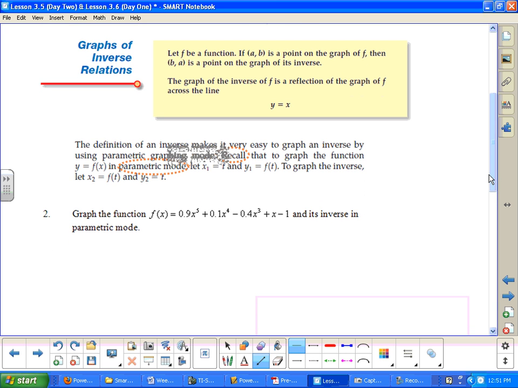Graphs of inverse relations. Well, we learned how to do parametric equations, right? If we're just switching x and y, then you could use parametric equations to write the inverse and to be able to graph an inverse. Does anybody remember how your calculator does it without doing that? I think I showed you that if you were in my class. Anybody remember? All right, so let's use a simple one first of all.